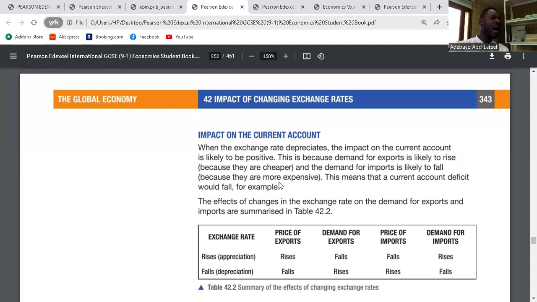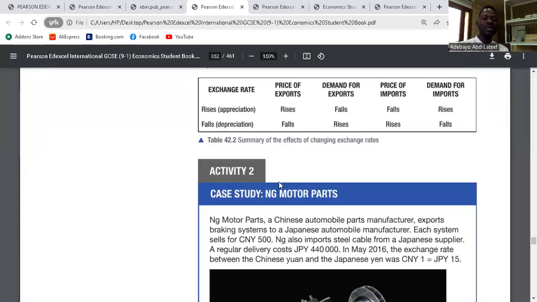But what happens to imports? The value of imports will fall. And if the country wants to do more imports at that time, the current account will decline, or it will bring about a negative balance of payments. If the country wants to import at that point in time, that will worsen the current account balance. Is it clear? So that is about depreciation. Any question about that?